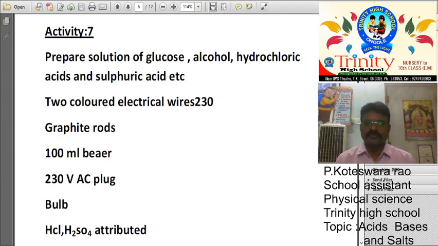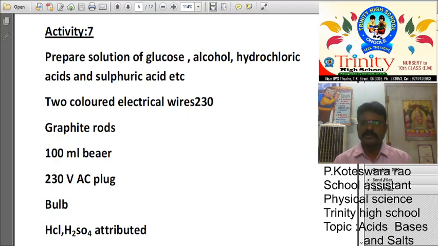Next, we require graphite rods, and 100 ml of beaker. So we require a 100 ml beaker, graphite rods, two colored electrical wires, and a 230 volts AC plug bulb. These are the apparatus required to conduct activity 7. In activity 7, every solution consists of hydrogen. If hydrogen is present, is it an acid or not? So first we require different types of solutions.